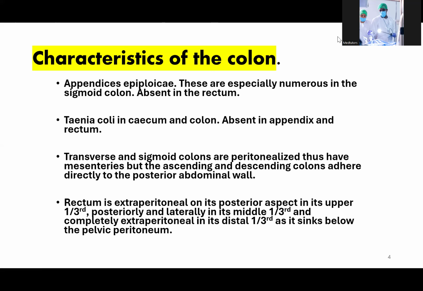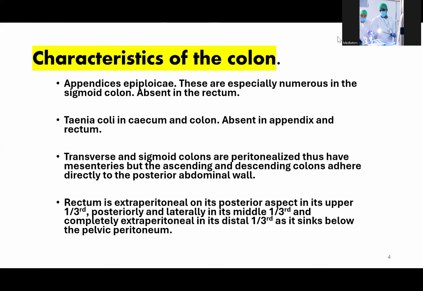Thirdly, the haustrations. Because of that tinea coli, which is actually shorter than the length of the colon, it now gives bulging folds. The actual length of the colon should be longer than the tinea coli. But because of that tinea coli, it's giving it folds, giving haustral markings. Now, these three features are absent in the rectum.